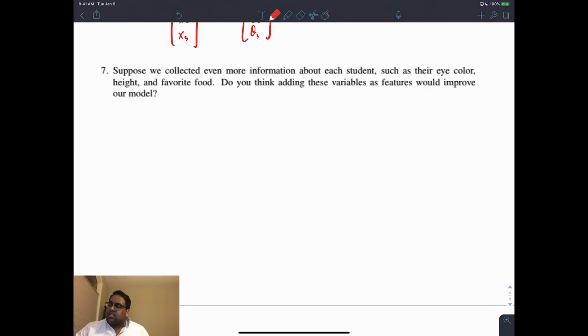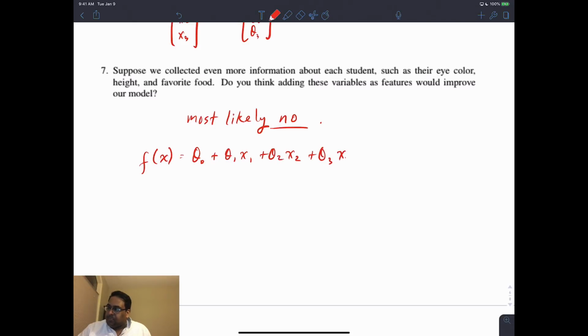Okay, and the answer is most likely no. Okay, and it's because just knowing how exam grades work, students' eye colors, heights, and favorite food probably have no impact on those things. Okay, and that doesn't mean we can't use them as features in our model, right? We could very well just make our model, theta naught plus theta 1 x1, and this is what we had before, right? Up until x3, there's nothing stopping us from adding theta 4 x4 plus theta 5 x5 plus theta 6 x6.